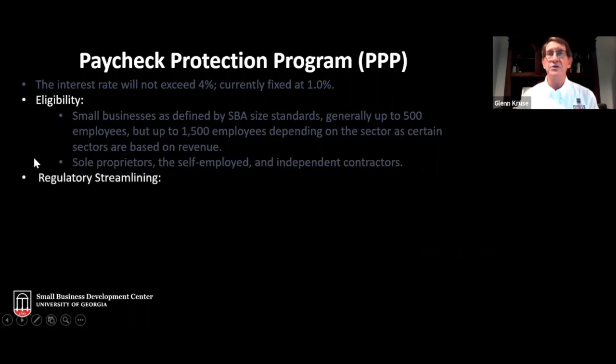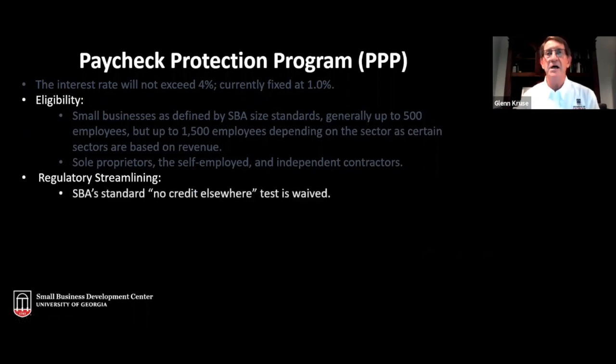They have streamlined the regulatory process for the PPP loans. Again, this is an SBA 7A loan. Generally, if you're going to qualify for a 7A loan, and we help businesses all the time in trying to find business loans, they have to go through the gauntlet of being basically turned down by a commercial bank because of the risk factor, and then being referred over to an SBA guaranteed lender to see if they can qualify for an SBA guaranteed loan. That is what they call the no credit elsewhere test. You have to prove that you actually need an SBA guaranteed loan. That test is waived under the PPP.